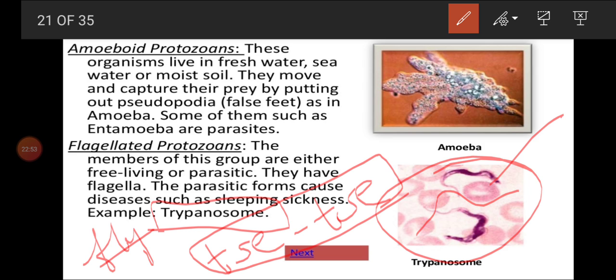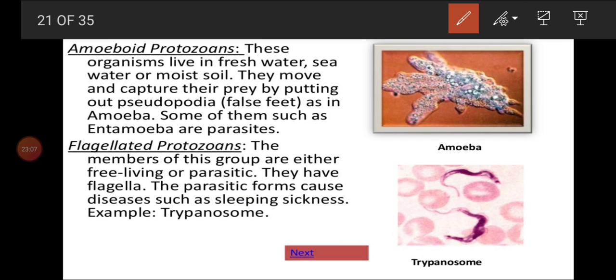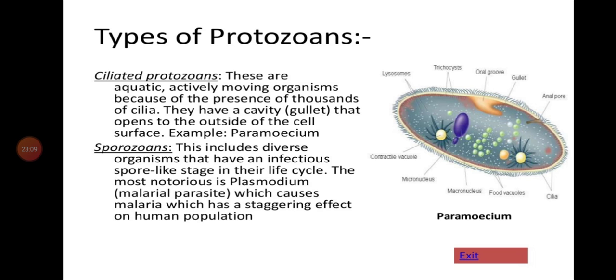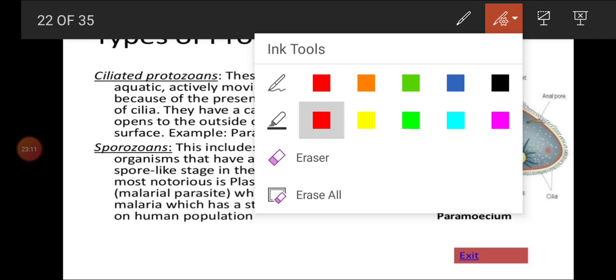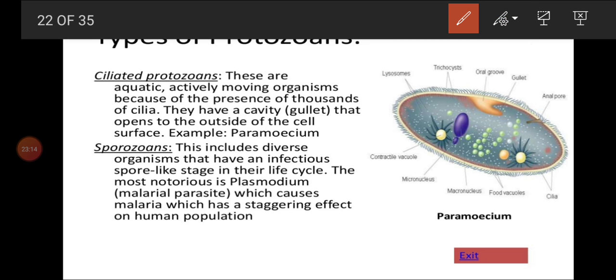Is that clear, children? So that is the story behind Trypanosoma. I think now you are clear with amoeboid protozoan, flagellated protozoan, and what is the fly? Tsetse fly, sleeping sickness. Now the concept is clear, children. Next we'll move on to the ciliated protozoan. Here again the cases will be more interesting.